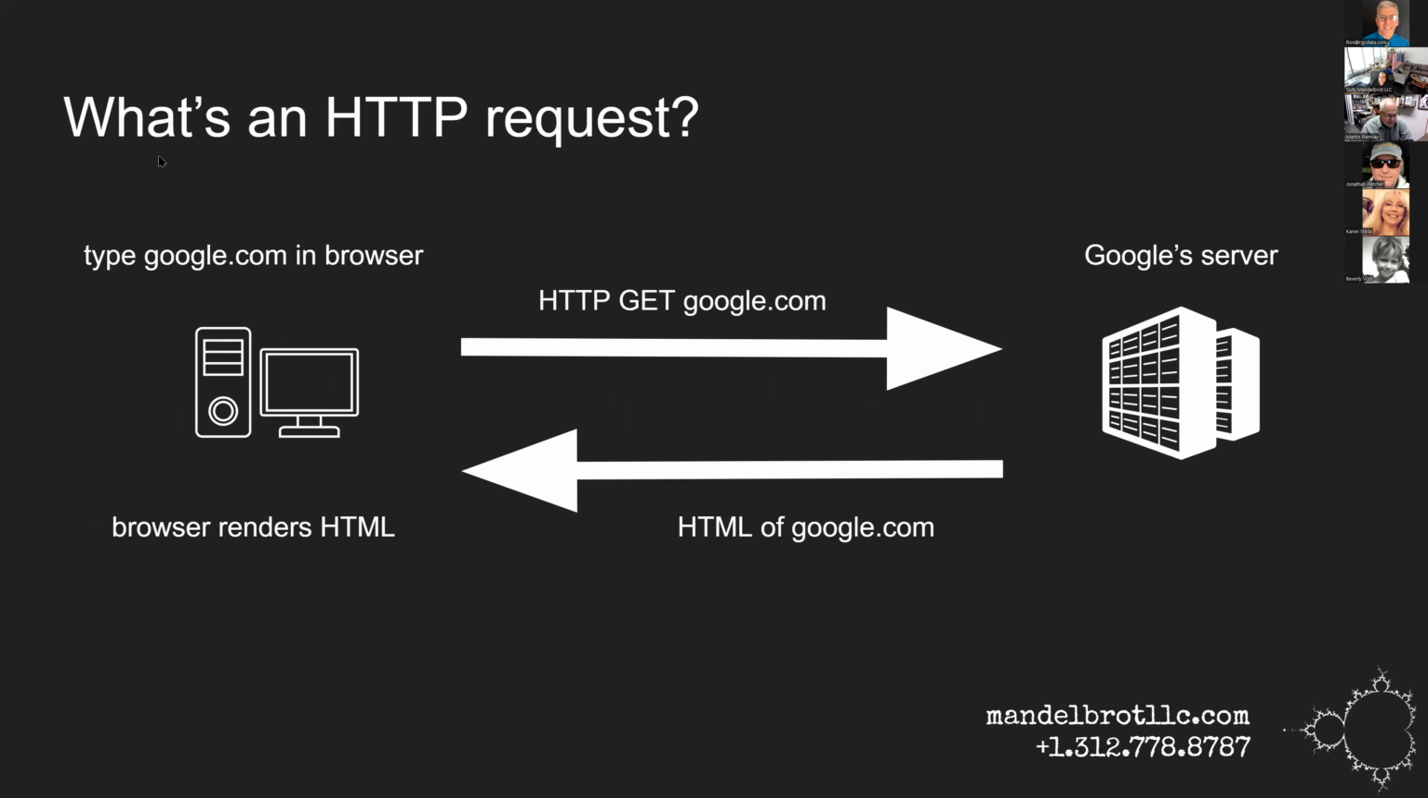So here's an HTTP request. This is how the entire internet is built. Right? You type google.com into your browser, and it packages up this request, this piece of information that's going to be sent from one computer to another, and then there's a response that comes back. So this is an HTTP GET for google.com. So you say to the Google server, give me google.com, it sends back the HTML, and the browser renders that HTML into what you see on your screen, right?